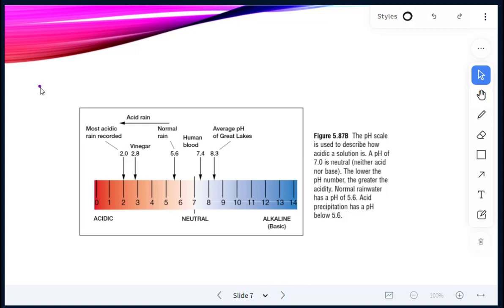Just to clarify the pH scale, which describes how acidic a solution is: a pH of about 7 is neutral. As we move to the left, we're getting more acidic. Here we can see normal rain, which is about pH 5.6. The most acidic rain recorded was about 2.0. Here's vinegar, at 2.8. So as we move left, we're getting more and more acidic, and towards the right, we're getting more alkaline, or basic.